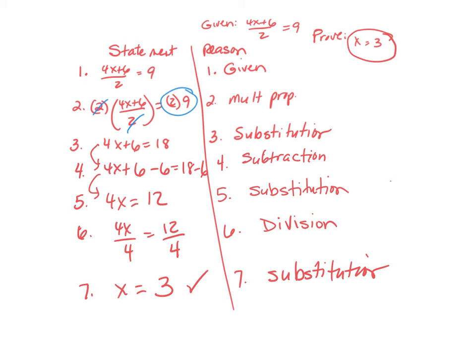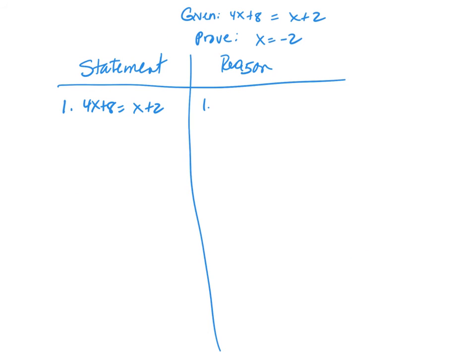Your last statement is always what you're trying to prove. You don't stop until you get to that statement, okay? So we said, given this, prove this. First guy is the given, last guy is what we're trying to prove, okay? The reason for what you're trying to prove is never prove. Don't ever use that as a reason. That's just what they're telling us to prove. You've got to put a real reason in there. Never, ever, ever use prove as a reason. So here we go. The first reason is always given, and you always put the given that's up here, okay?